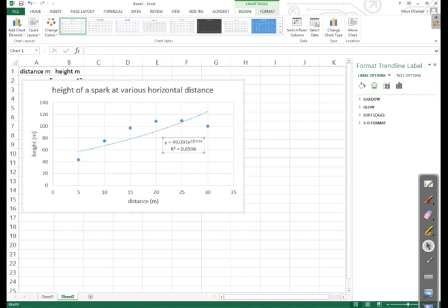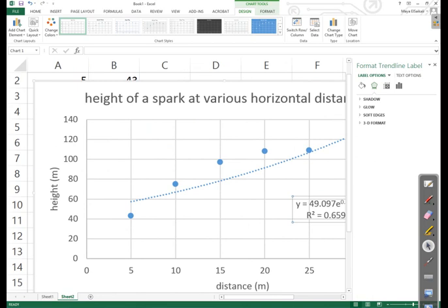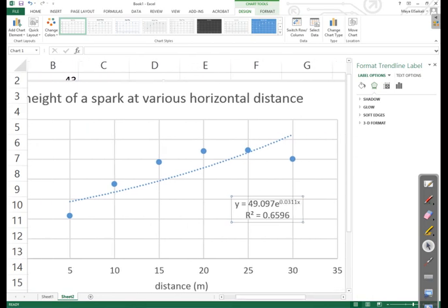Okay? So you can't use that E in your equation. You have to change it. To change this, you're going to use your calculator. There is an E button on your calculator. You're going to have to press that, and then put the exponent. So e to the power of 0.0311. And that's going to be your base.